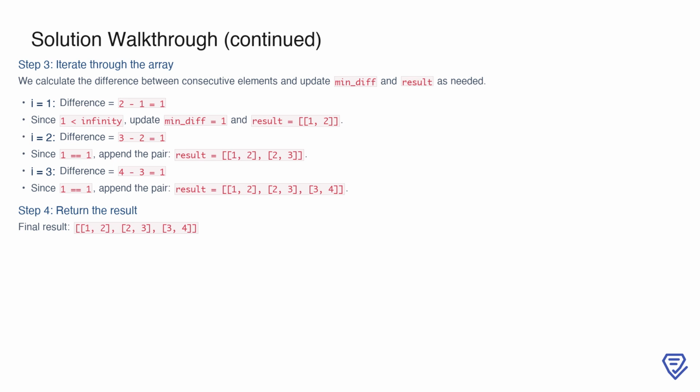Since this is equal to the current min_diff, we append the pair 2, 3 to our result list. Similarly, for the final pair, the difference between 4 and 3 is again 1, so we append 3, 4 to the result. At the end of this process, our result list contains all pairs with the smallest absolute difference, which is 1, 2, 2, 3, 3, 4. This is the final output for this example.